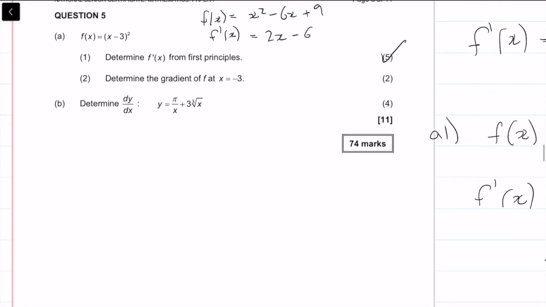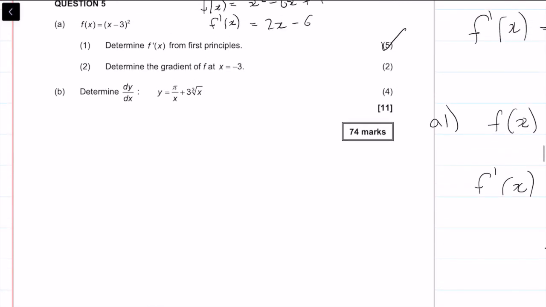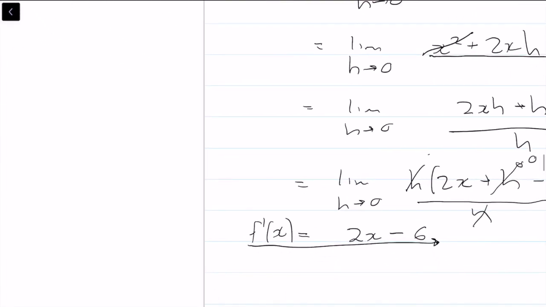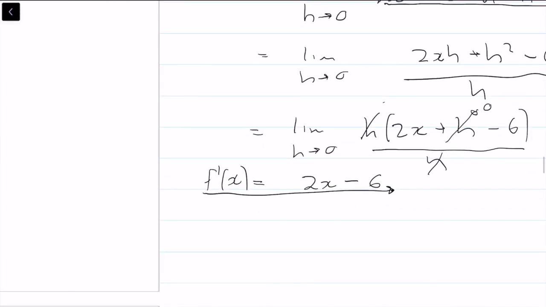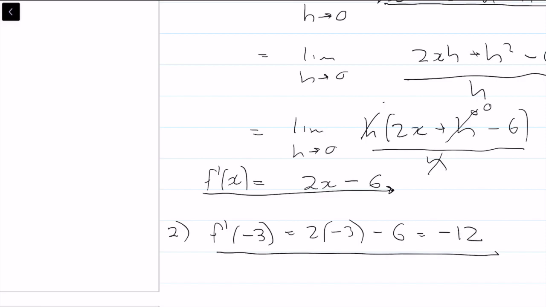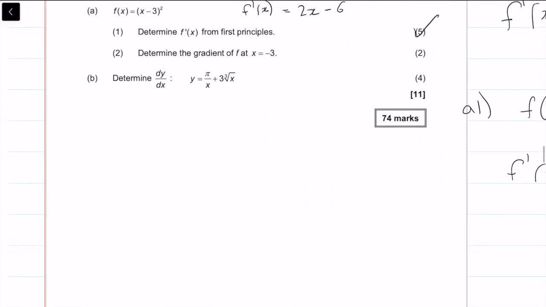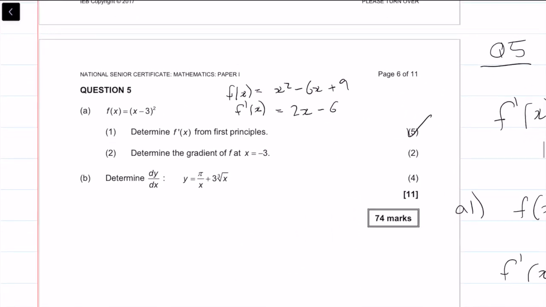Okay, and then it says determine the gradient at x equals minus 3. Remember, the first derivative is the gradient, so all we're going to do is substitute minus 3 into the equation. So for part B, we're going to say f dash of minus 3 is equal to 2 times minus 3 minus 6, which is equal to minus 12. Okay, so nice and easy there, and we get ourselves 2 free marks, I would say.